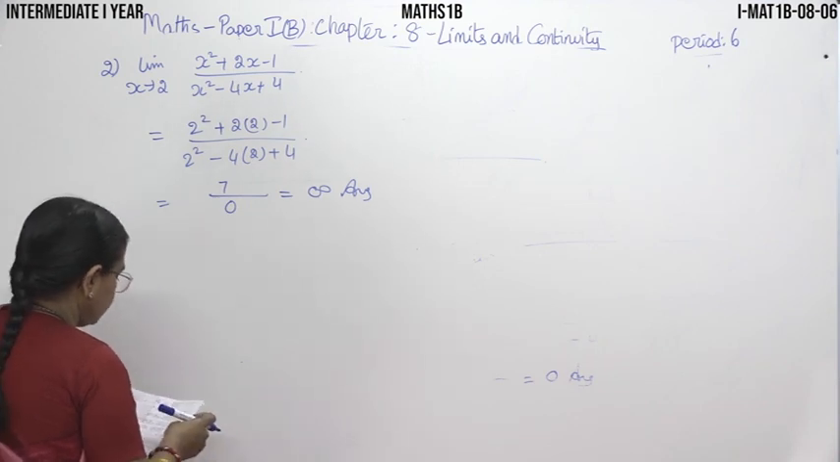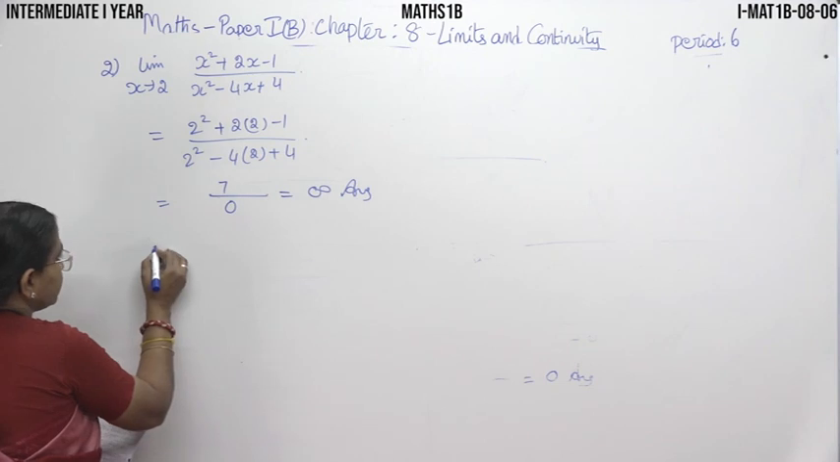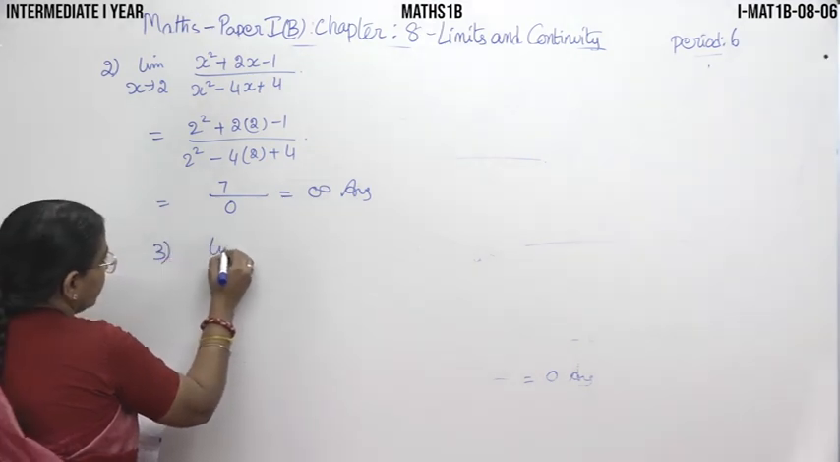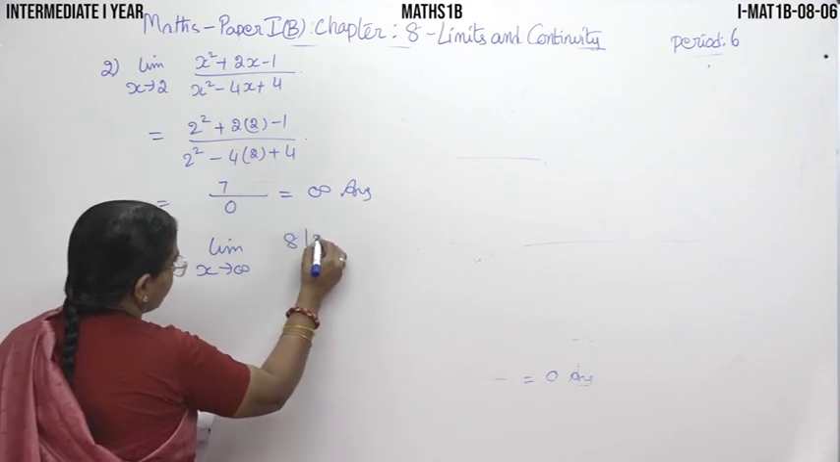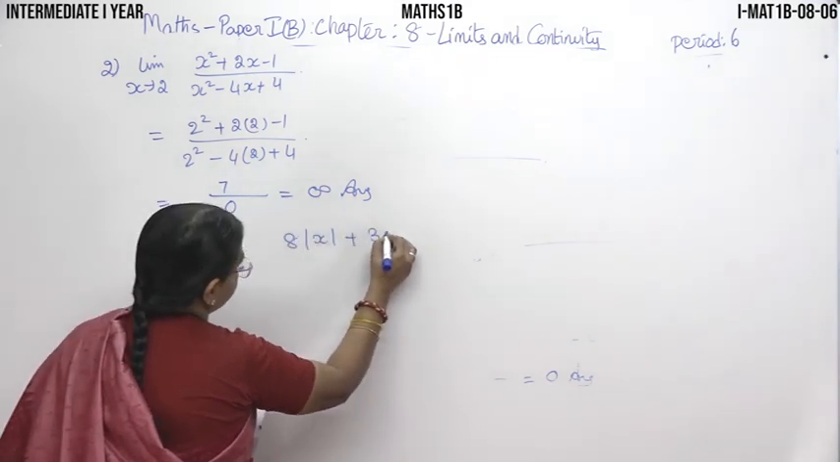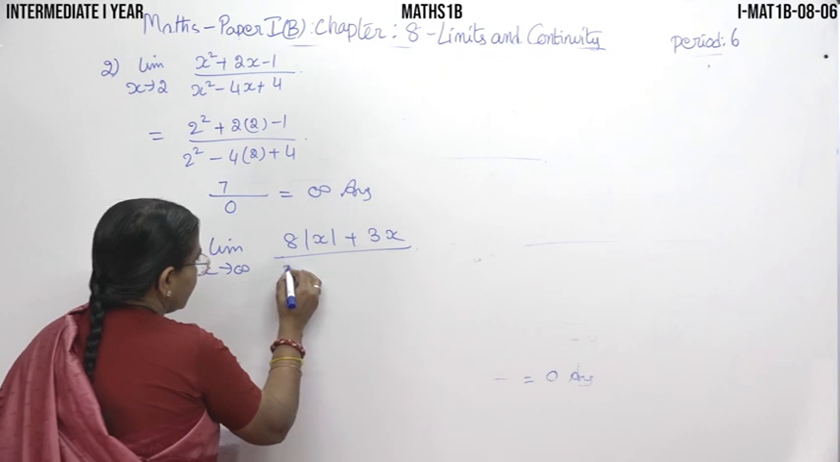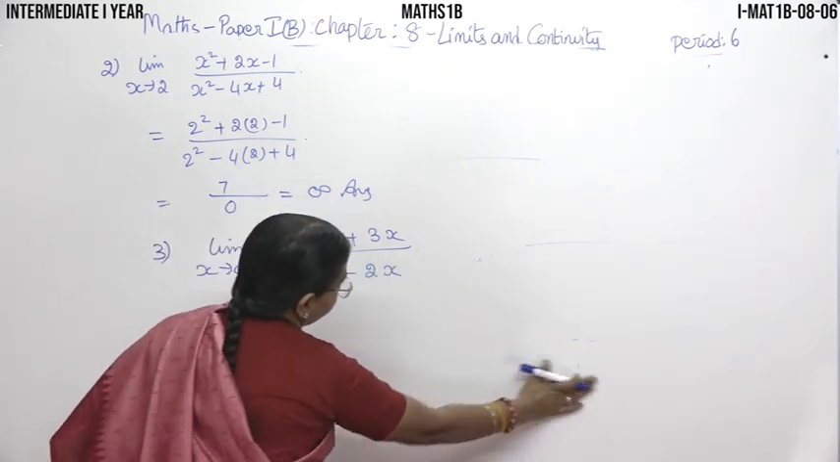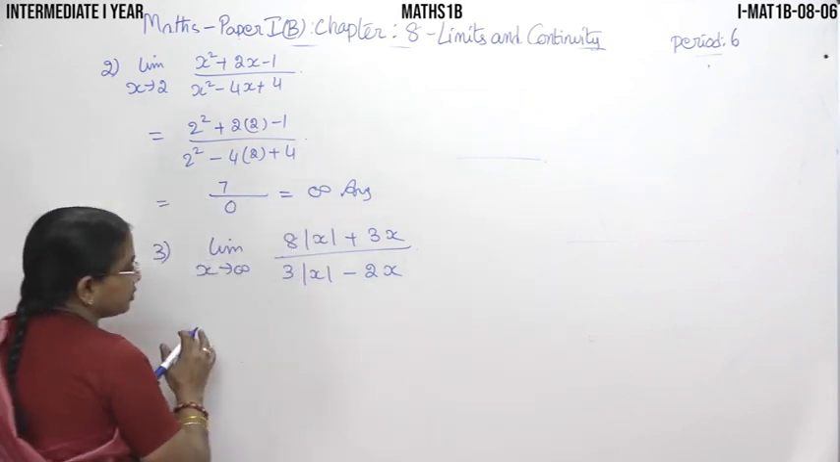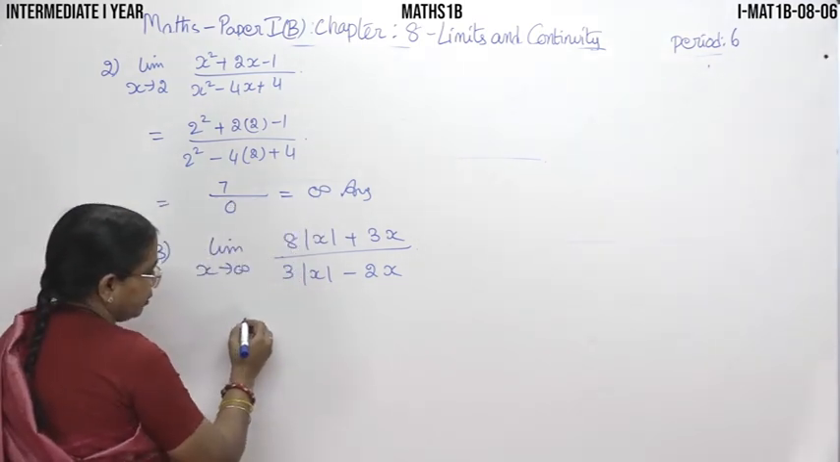Okay, these problems you can try. Now this problem is very important. Limit x tending to infinity of (8|x| + 3x)/(3|x| - 2x). This problem is very important, so you must write this step.